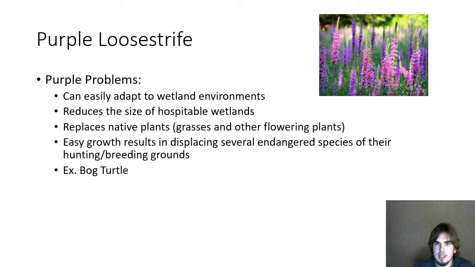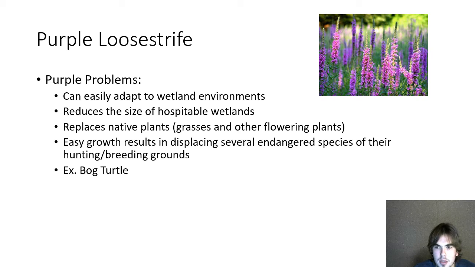So, some problems that these plants can cause. You don't really think about plants causing problems, but they can easily adapt to wetland environments. And because they can easily adapt, they can reproduce easily and spread easily, and they reduce the size of hospitable wetlands, which in turn replaces native grasses, which would normally occupy these wetland spaces that now these purple loosestrifes are taking up. And their easy growth results in displacing several endangered species of their hunting/breeding grounds.